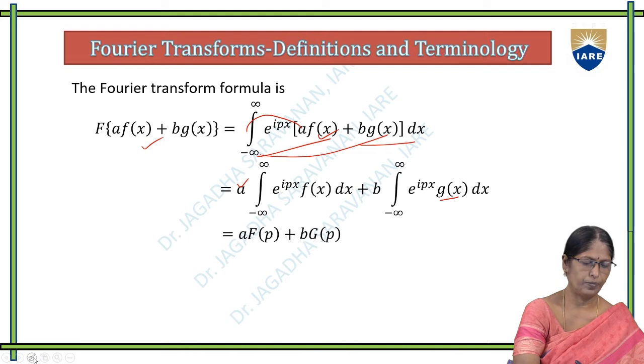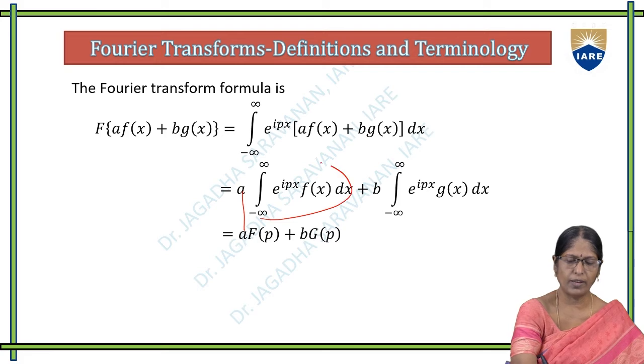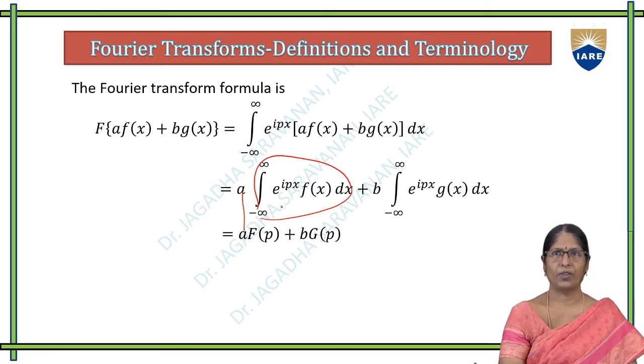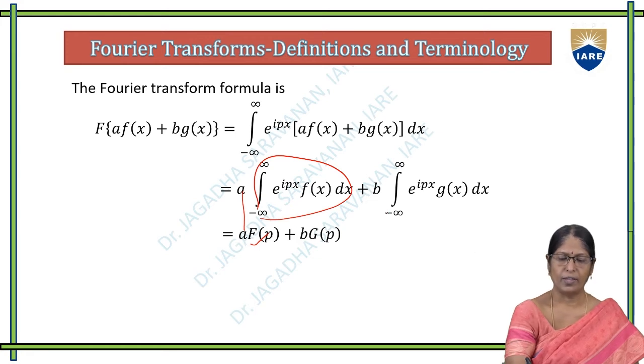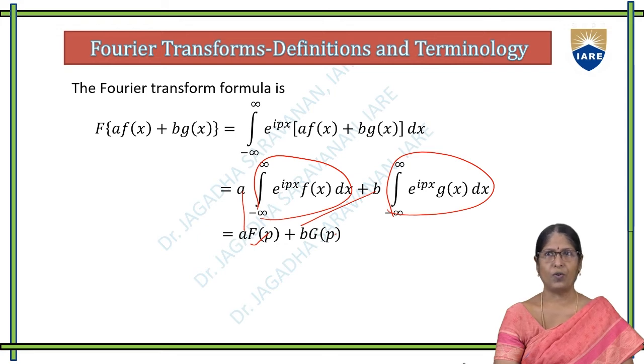So now the A, which is written as it is, is nothing but our Fourier transform. The B, as it is, is nothing but our Fourier transform for the function g of x. So to get the property using Fourier transform, this formula plays a very important role in defining our linearity property.